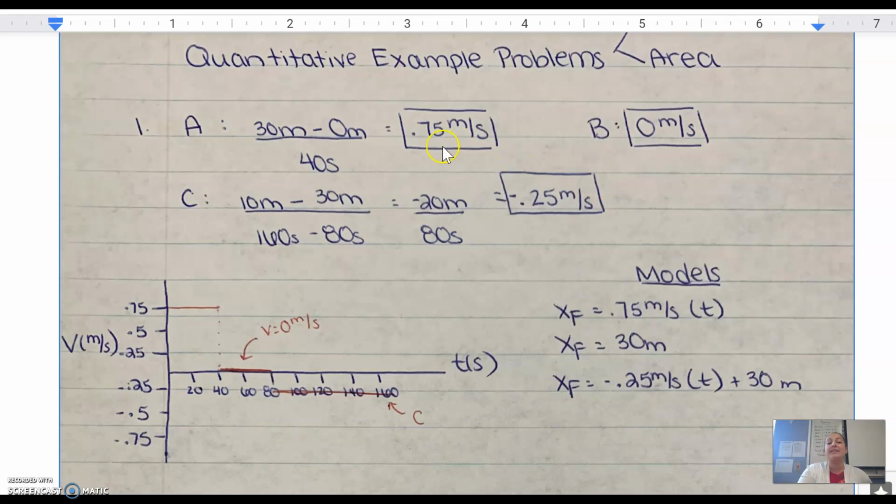Now, once we have these values, we can go ahead and plot them. So for the first 40 seconds, it was 0.75, then it was 0, and then from 80 seconds to 160, it was negative 0.25. So that's kind of your step one and then step two.